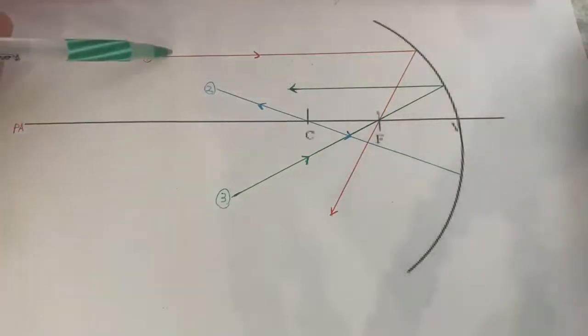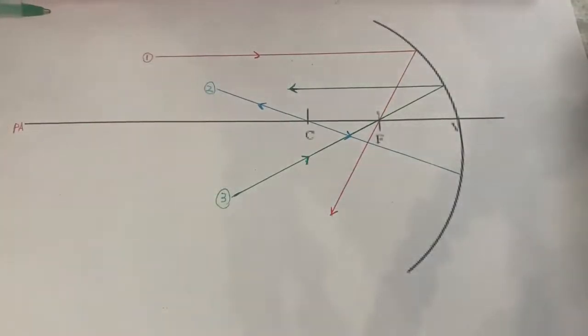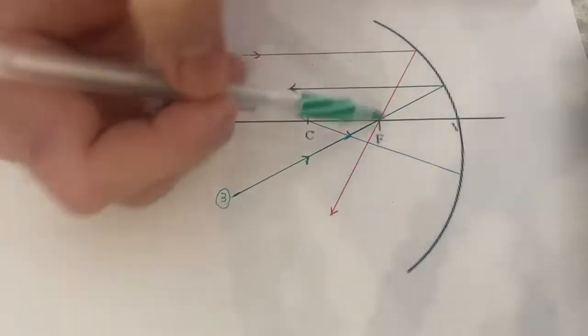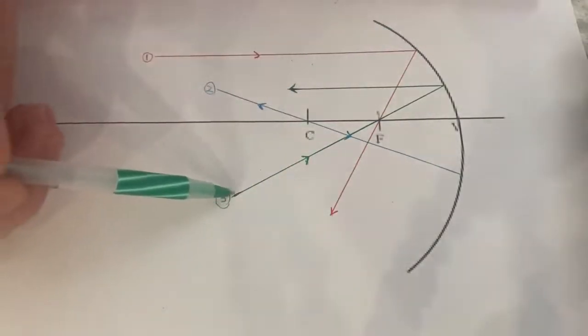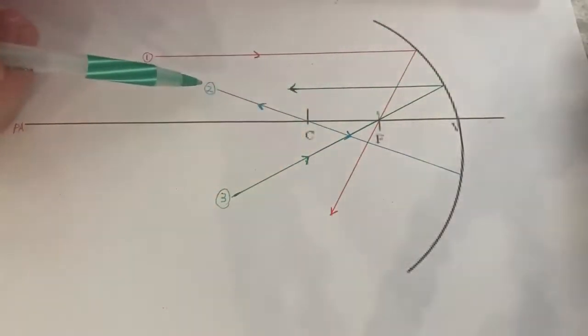All right, so including our direction arrow, so this is ray number 3. Something you might notice about rays 1 and 3, they're basically the exact reverse of each other. So in ray 1, it was parallel to the principal axis, it went back through the focus. In ray 3, it went through the focus and bounces back parallel to the principal axis.